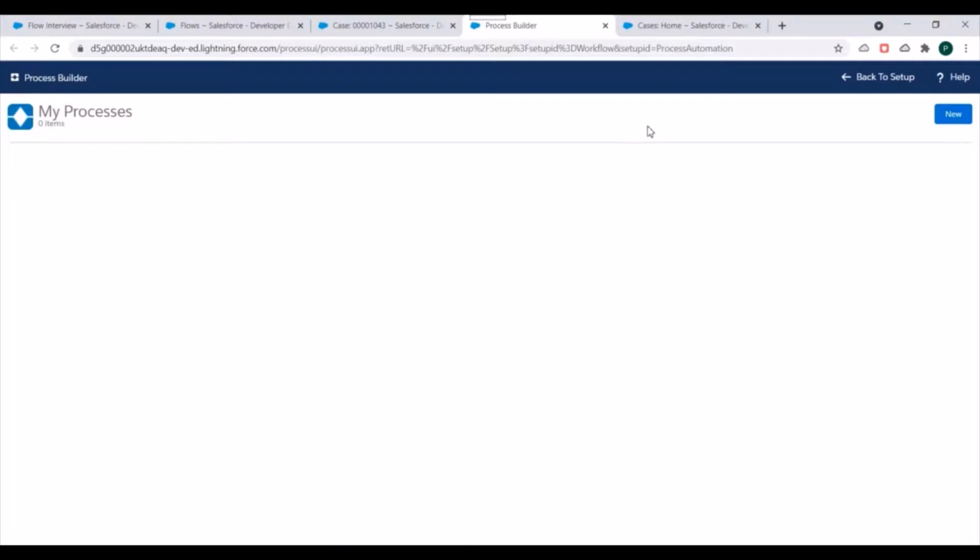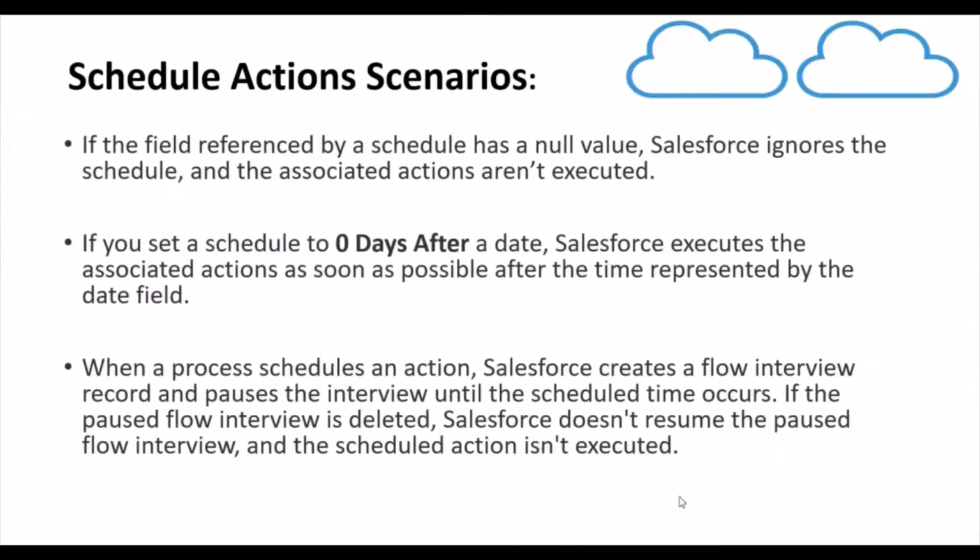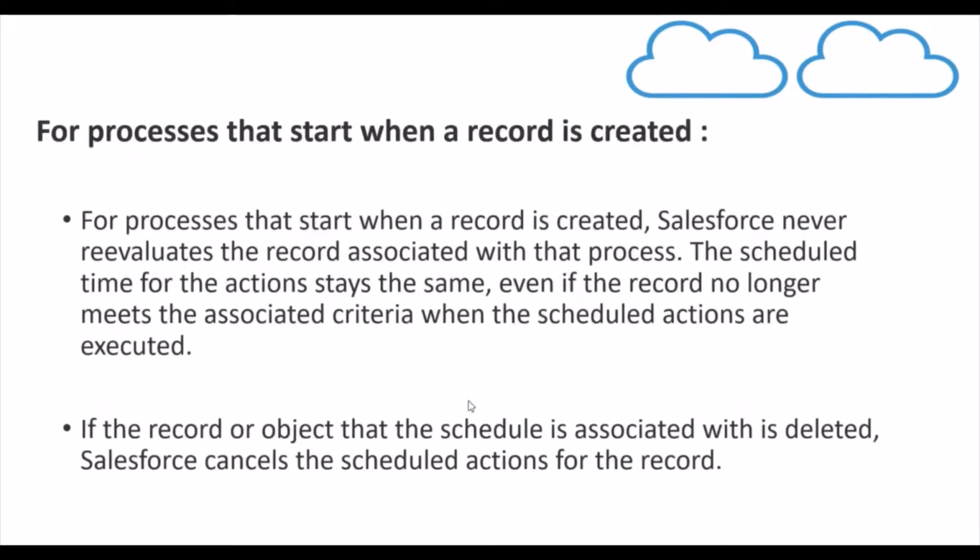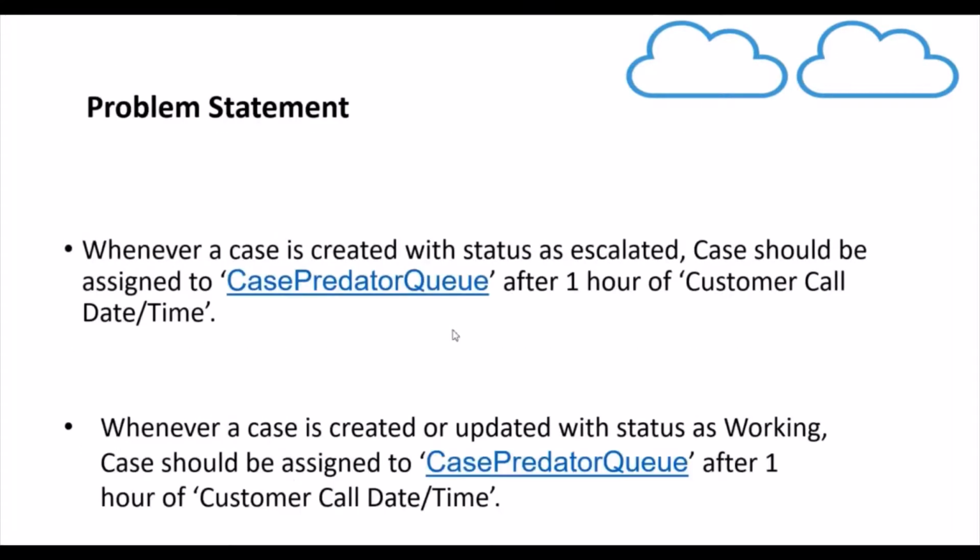For that, we'll go to all processes, and we have one more problem statement with us. Whenever a case is created or updated with status as working, then case should be assigned to this queue 1 hour after customer call time date. So one difference is there. This will be when created or updated, and status will be working.